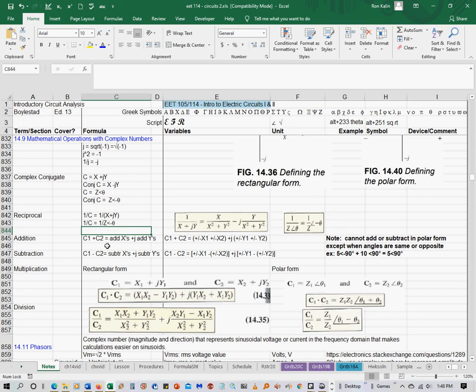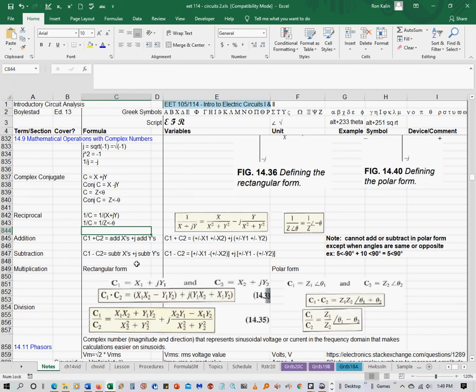And addition of complex numbers, you add the x's and add the y's. So whatever signs your numbers have, C1 plus C2 equals plus or minus x1 plus or minus x2, plus j times plus or minus y1 plus or minus y2. Again, rectangular form lends itself much better to addition. You can't just add when it's in polar form, like add the Z's together and the thetas together. That's a common trap. Don't do that.